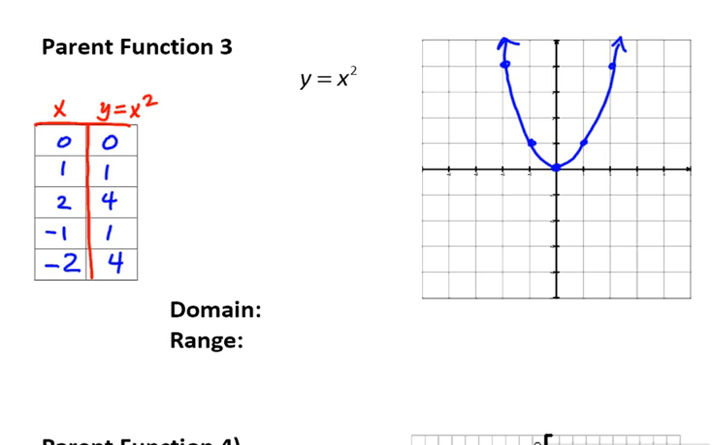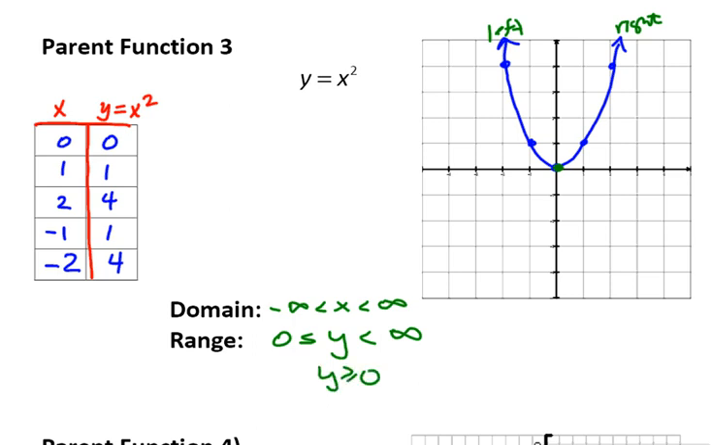So domain, my leftmost is an arrow here. So there's the left, there's the right. So I'm going to have that negative infinity is less than x is less than infinity. For the range, the low value right here, so 0 is less than or equal to y is less than, the high value is an arrow, infinity. So again, this is going to be y is greater than or equal to 0, simplified. And this is called a parabola.